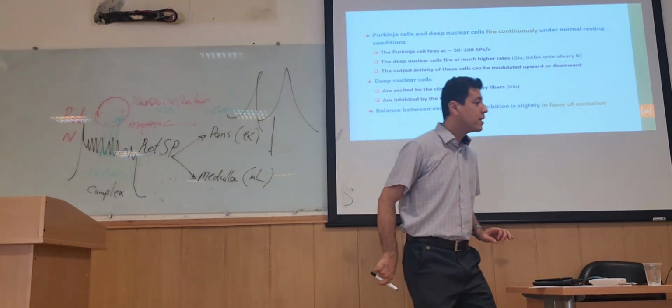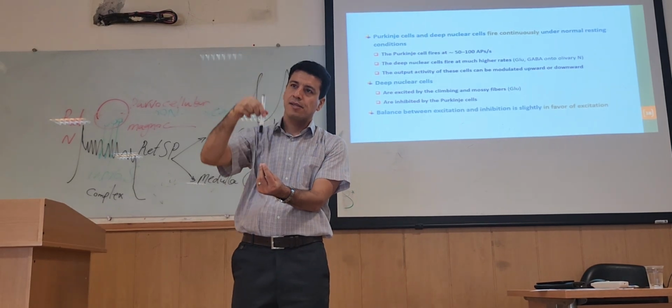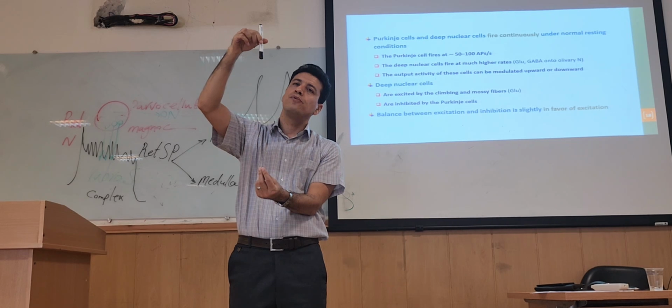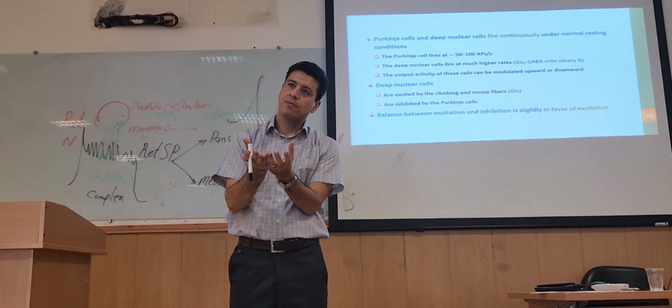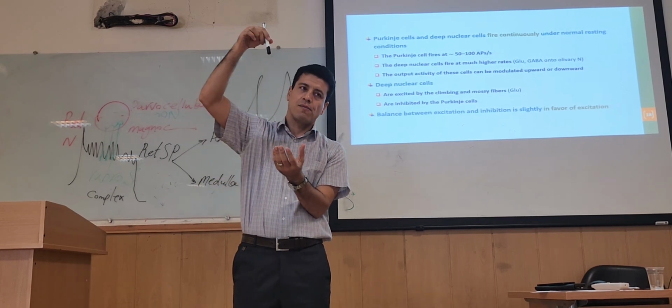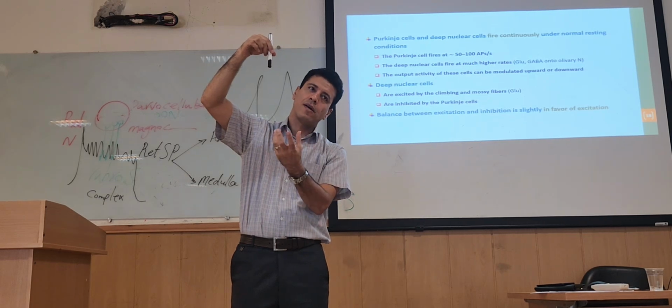We'll see. Okay. Purkinje cell inhibits deep cerebellar nucleus. The number of action potentials in Purkinje cell is high, but the number of action potentials in the deep cerebellar nucleus is higher. So this one tends to inhibit the deep cerebellar nucleus, but the deep cerebellar nucleus is more active.